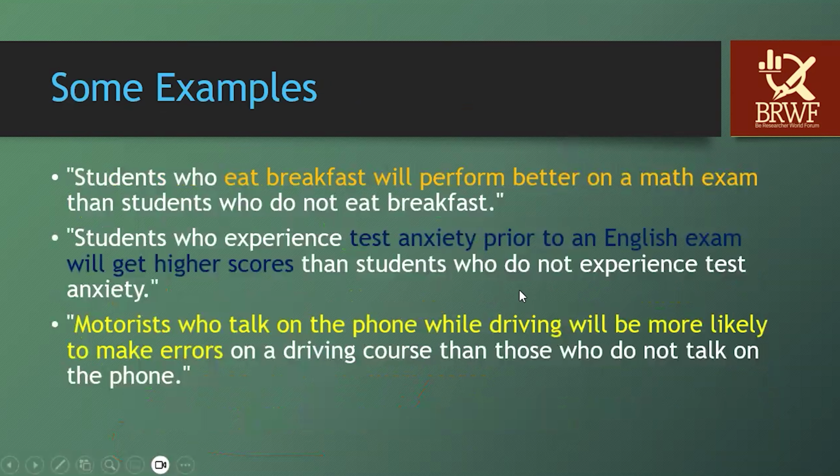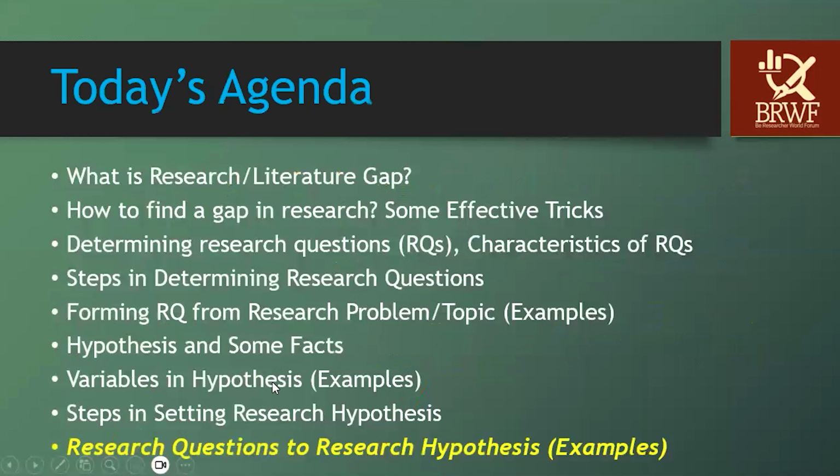Here are some examples. Students who eat breakfast will perform better on a math exam than students who do not eat breakfast. It is just an example. Students who experience test anxiety prior to an English exam will get higher scores than students who do not experience test anxiety. Motorists who talk on the phone while driving will be more likely to make errors on a driving course than those who do not talk on the phone. So these are the examples.